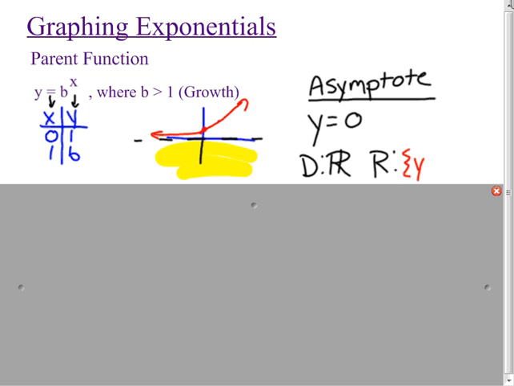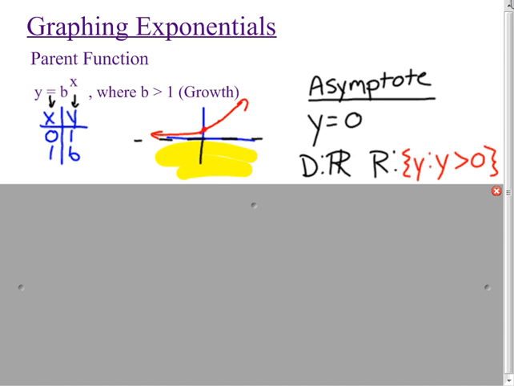So for my range, it's a set of all y such that y is greater than 0. It's not equal to 0. There's an asymptote there. An asymptote means it never quite touches there. So it's just above that 0 value. So that's going to be my range for those.